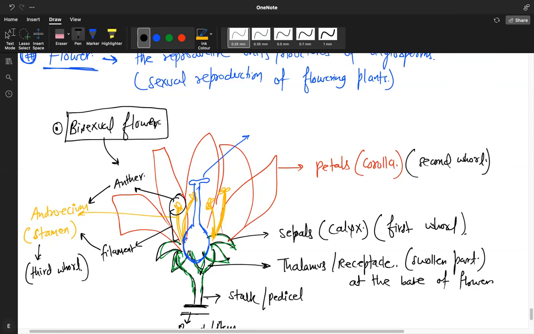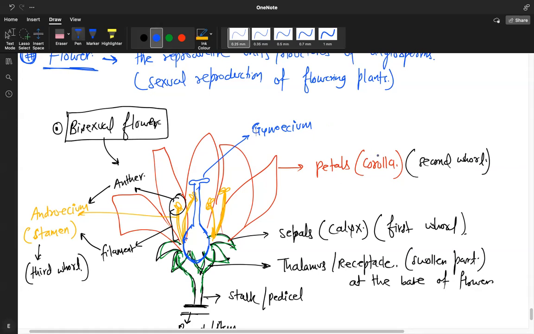Third whole is Androasium from the outside towards in. And then there is Gynoasium. The word gyne, you know that it is always associated with females, right? Gynecologist. Have you heard this word in biology? Yes. Gynecologist, it means it's related to female.